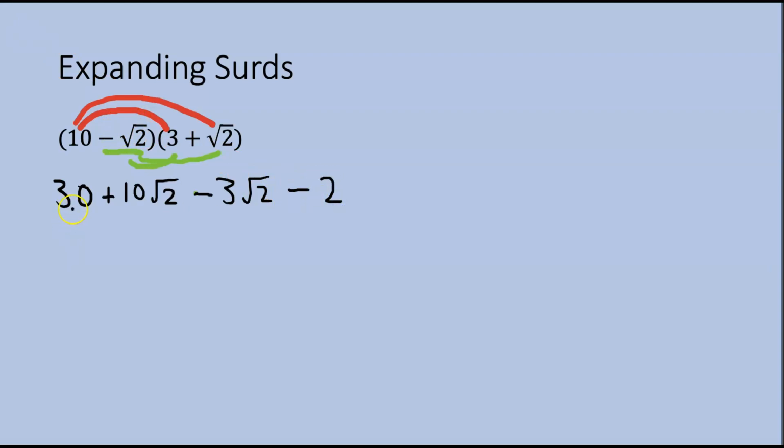And you can see that when I expand with double brackets, I get one normal number. So 30 take away 2 is 28. And I get a surd number. 10 root 2 minus 3 root 2 is 7 root 2.